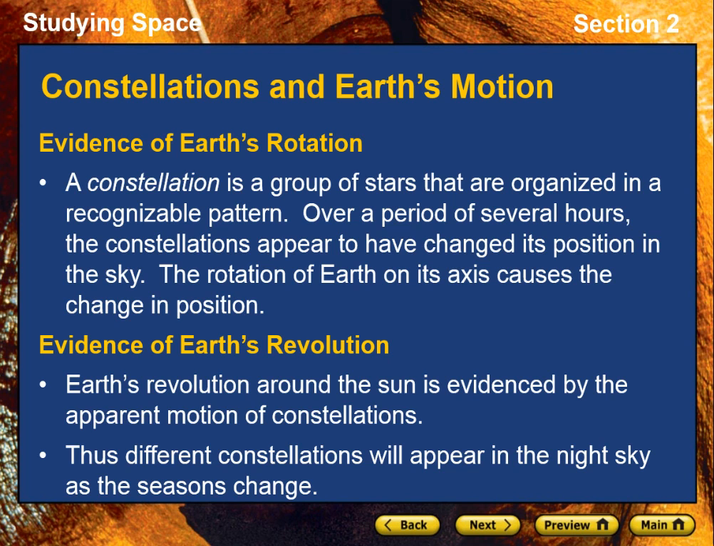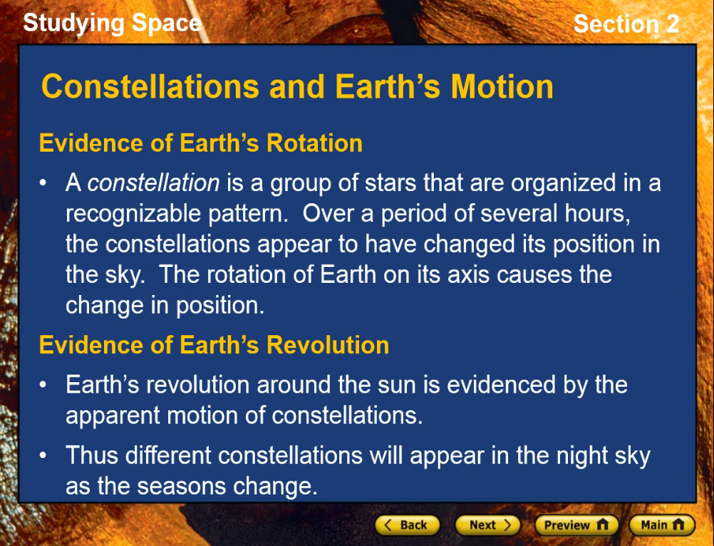Evidence of Earth's rotation. If you gaze up at a constellation in the evening sky over a period of several hours, you may notice that the constellation appears to have changed its position in the sky. However, the constellation's movement has not caused the constellation's change in position. The rotation of Earth on its axis causes the change in position. Thus, Earth is moving, and the constellation is not moving.